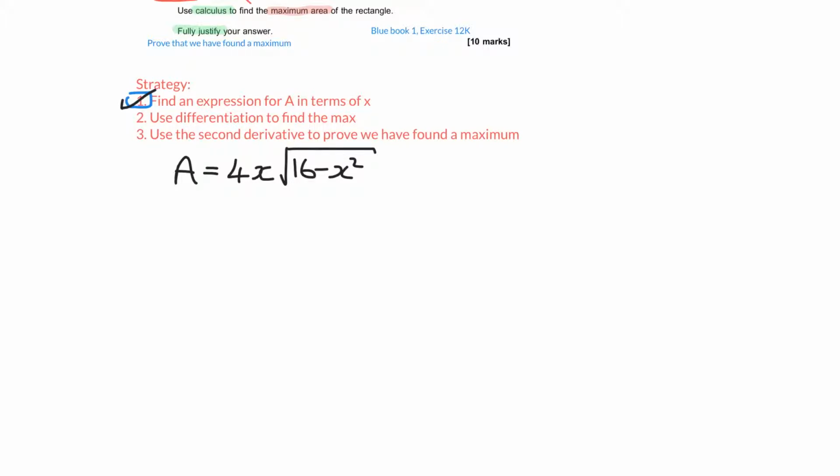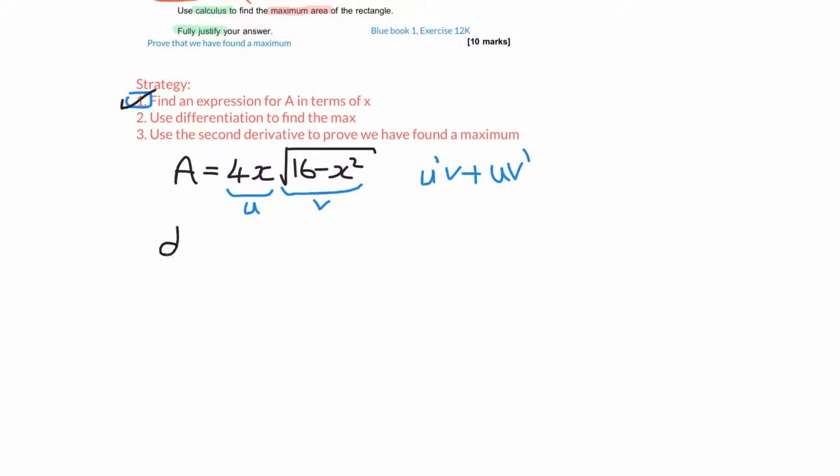Now again, let's plan ahead for this differentiation. If we look at this expression, or this function A, it's a product of two parts. We've got a 4x part, and we've got a square root of 16 minus x squared part there. So we need to use the product rule for differentiation, which is u dash v plus uv dash, where u is the first part and v is the second part. So let's have a go at that.